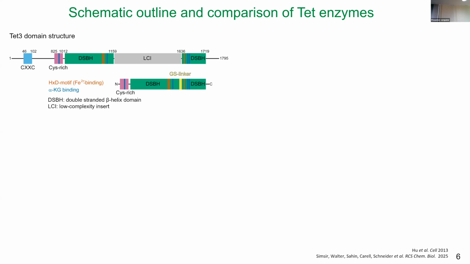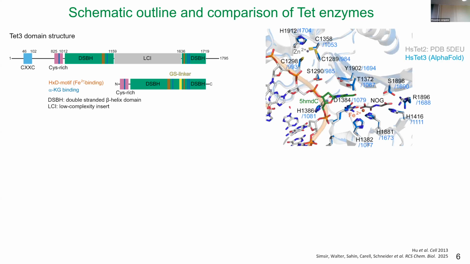So the catalytic domain consists of these double-stranded beta helix domains that are interspaced by this low complexity region. This is an unfolded, unstructured region which controls the function or the activity of the enzyme. And a couple of years ago, the structure of human Tet2 was solved using a shorter construct where they replaced this low complexity insert with a glycine-serine linker.